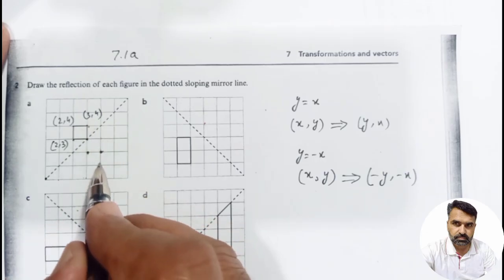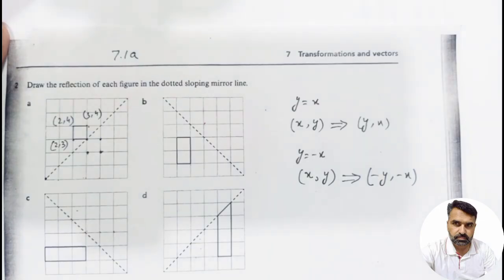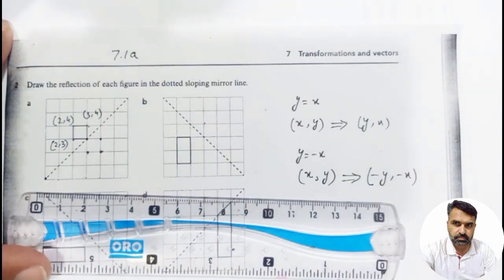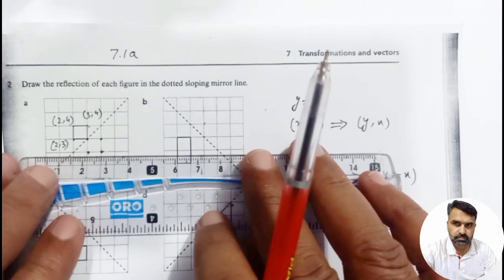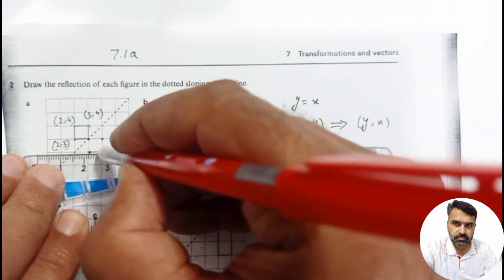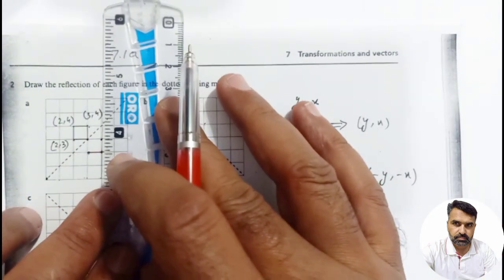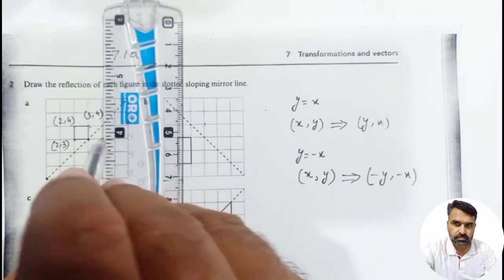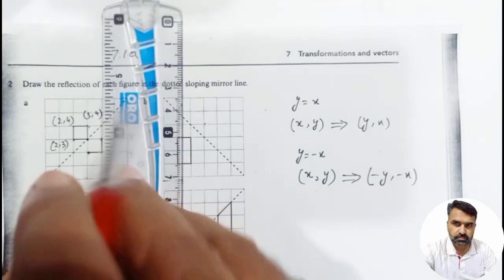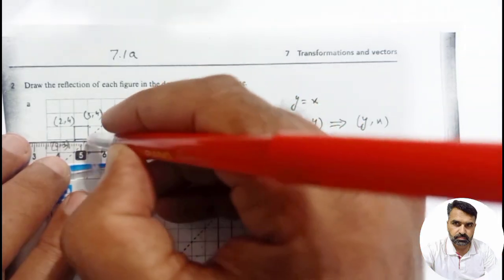This is 4, 1, 2 and 3, and these are the 4 points that we have to join to find the reflection. Now students, join these 4 points and this will be the reflection. I am going to use the red ink so that it will be more clear for you that this is the reflection, and it is the first part.